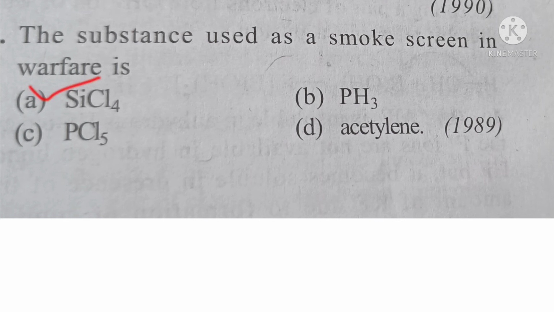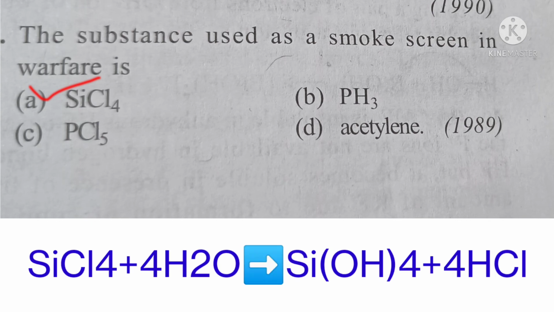The substance used as a smoke screen in warfare is silicon tetrachloride. It reacts with moist air to form silicic acid and gives dense white fumes which can be used as a smoke screen in warfare. So the answer is silicon tetrachloride. The products are silicic acid and HCl.